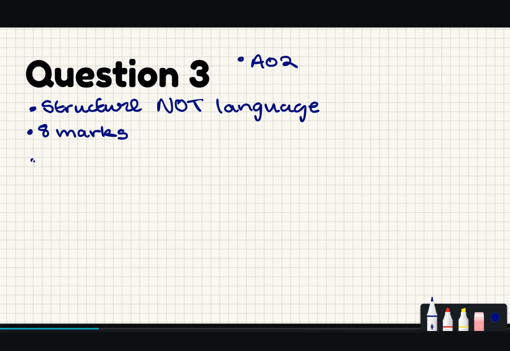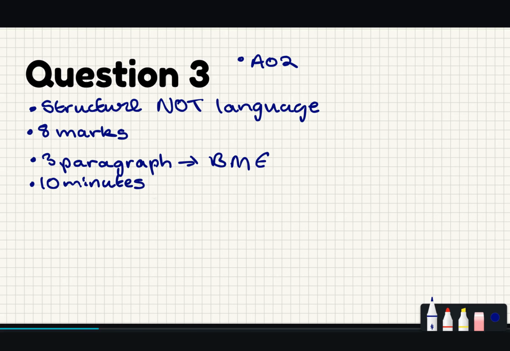For this one, I'd recommend you write 3 paragraphs. So have a beginning paragraph. What does the writer focus on in the beginning? What's their tone in the beginning? Middle paragraph, same thing. Focus, tone. Has it reached a climax, or is it starting to drop in tension, etc.? And then you want focus, tone, etc. So beginning, middle, and end paragraph. Roughly 10 minutes again, so maybe 1 to 2 minutes planning, and then 8 minutes to write. This question asks you about the whole text, so you don't need to worry about boxing a specific section.